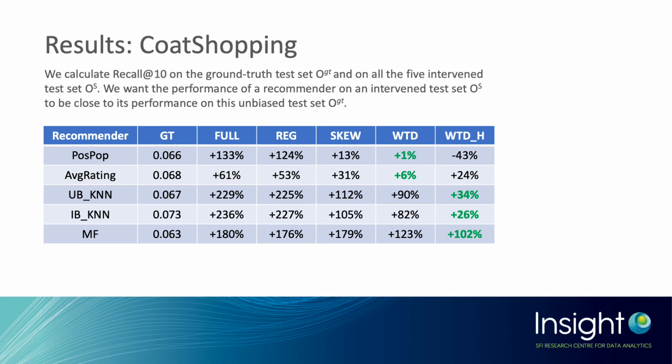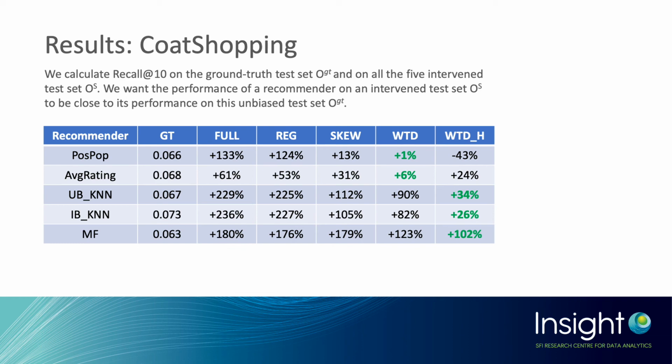The best intervention strategy is the one that produces the lowest percentage differences. This slide reports results on the Code Shopping dataset. They show that all intervening test sets overestimate ground truth performances for all recommenders, with just one exception: PostPop on WTDH. In general, our new approaches are superior in approximating ground truth performances. WTD is very close for non-personalized recommenders performances, like PostPop and AVG rating, while WTDH is the best for the personalized ones.